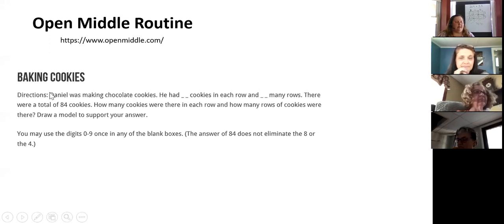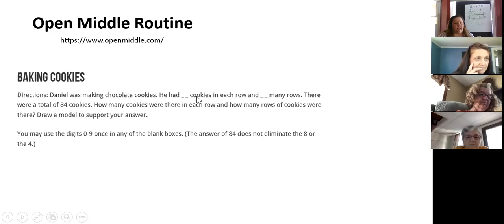So this is one example, and I'll take you to the website in just a moment. When you think about using the digits, it says you may use the digits 0 through 9 once in any of the blank boxes. In this case, they say that the answer 84 does not eliminate the 8 or the 4. Daniel was making chocolate cookies. He has a 2-digit number of cookies in each row and a 2-digit number of rows. There were a total of 84 cookies. How many cookies were there in each row, and how many rows of cookies were there? Draw a model to support your answer.